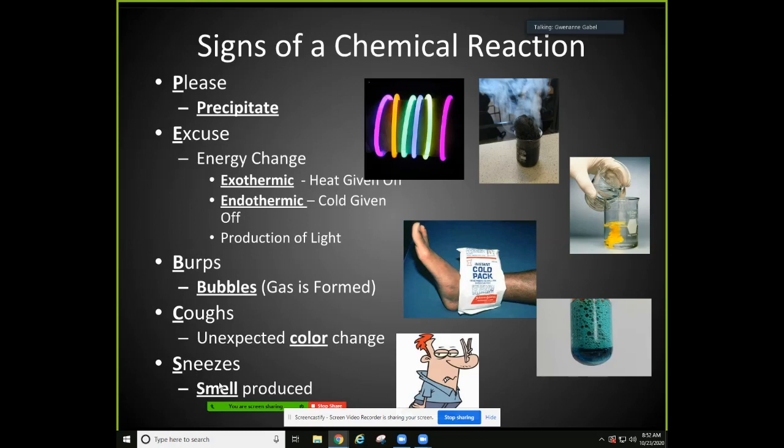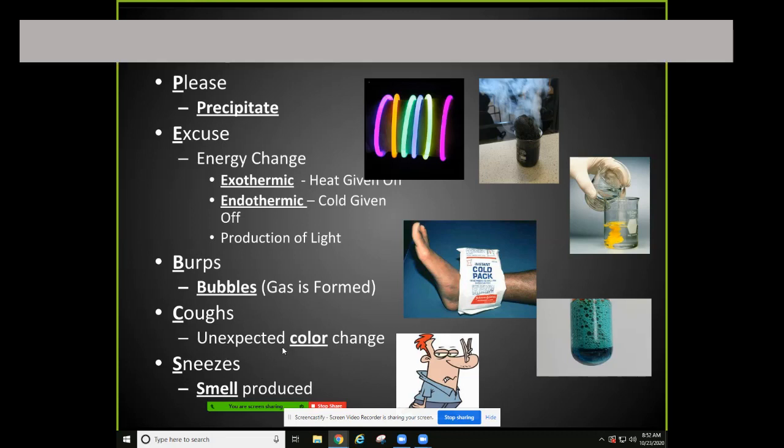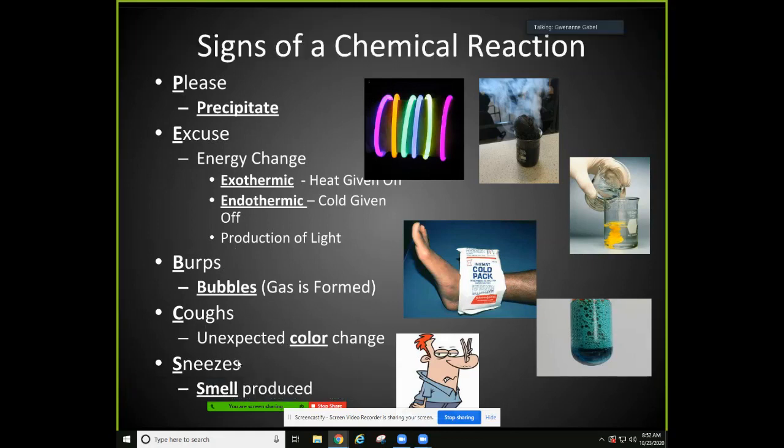And then the last one is sneezes, which is a smell produced. So vinegar has a strong odor to start with. So if you smell vinegar at the end of a reaction in an experiment where you used vinegar, that's not a sign. But if a whole brand new odor comes out and you're like, whoa, like smoke. Smoke is a brand new odor. You didn't smell smoke before the fire, but after the fire you can smell smoke. That's a good sign of a chemical reaction. You think about how fireworks smell after you light them. That is a sign of a chemical reaction. The fireworks don't really smell before you set them off, but after you set them off, you can smell it.